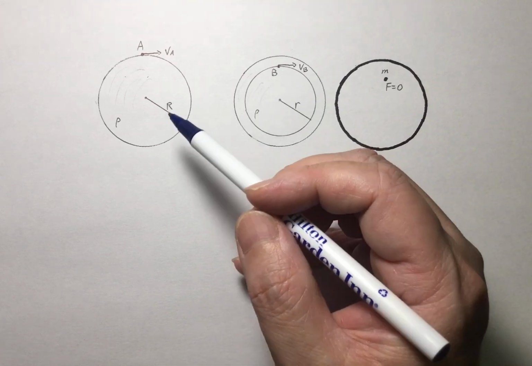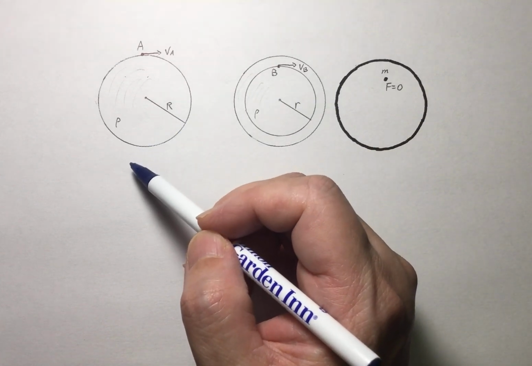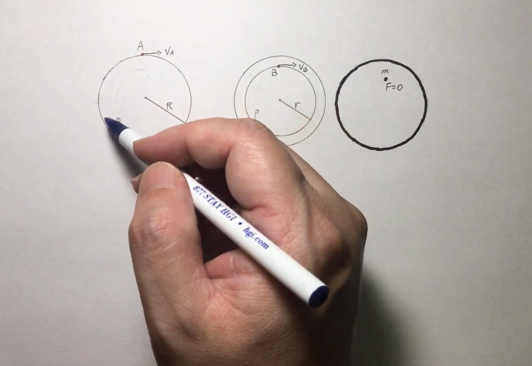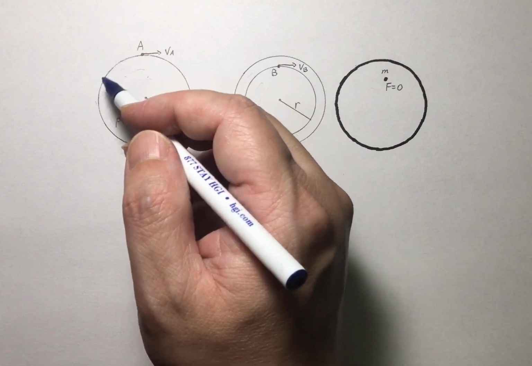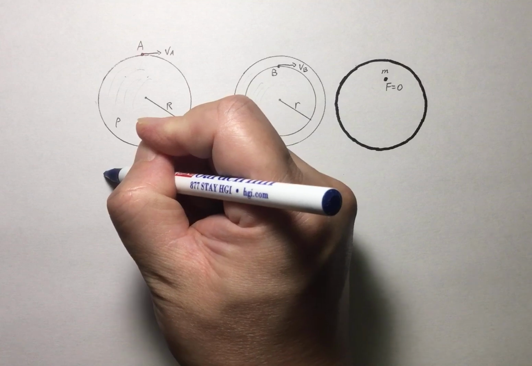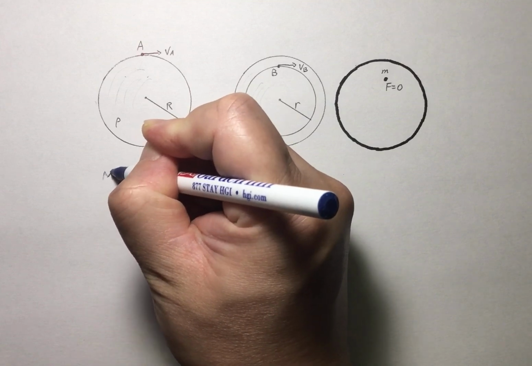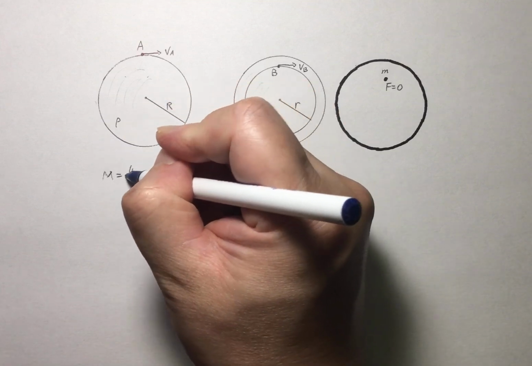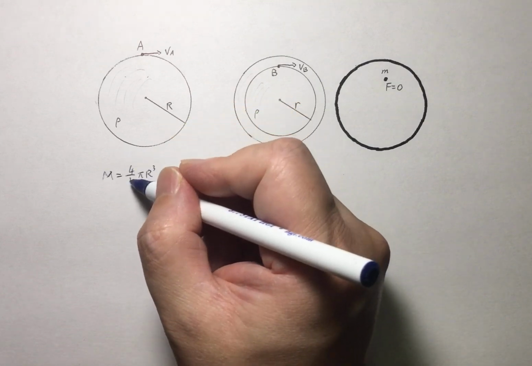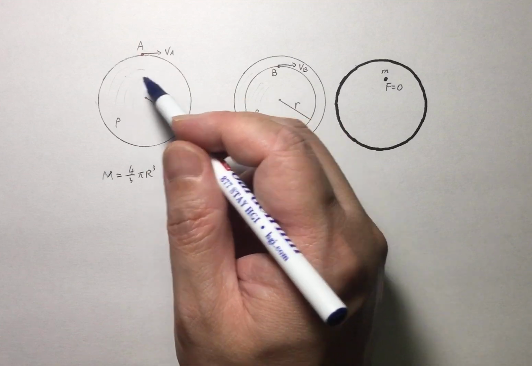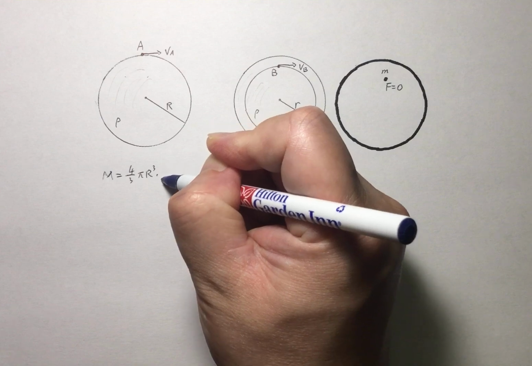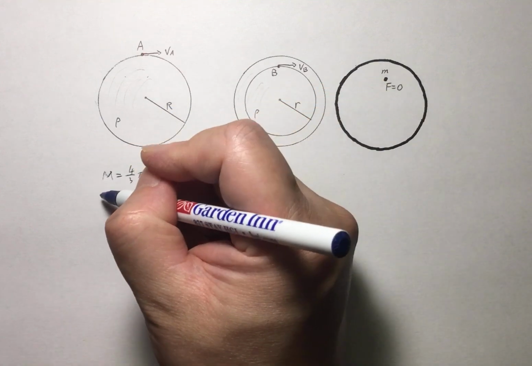So let's look at the first case, the A case. We know this spherical cloud of dust has a uniform density rho. So its total mass M is 4/3 pi R cubed, that's the volume of this spherical cloud of dust, multiplied by its density rho.